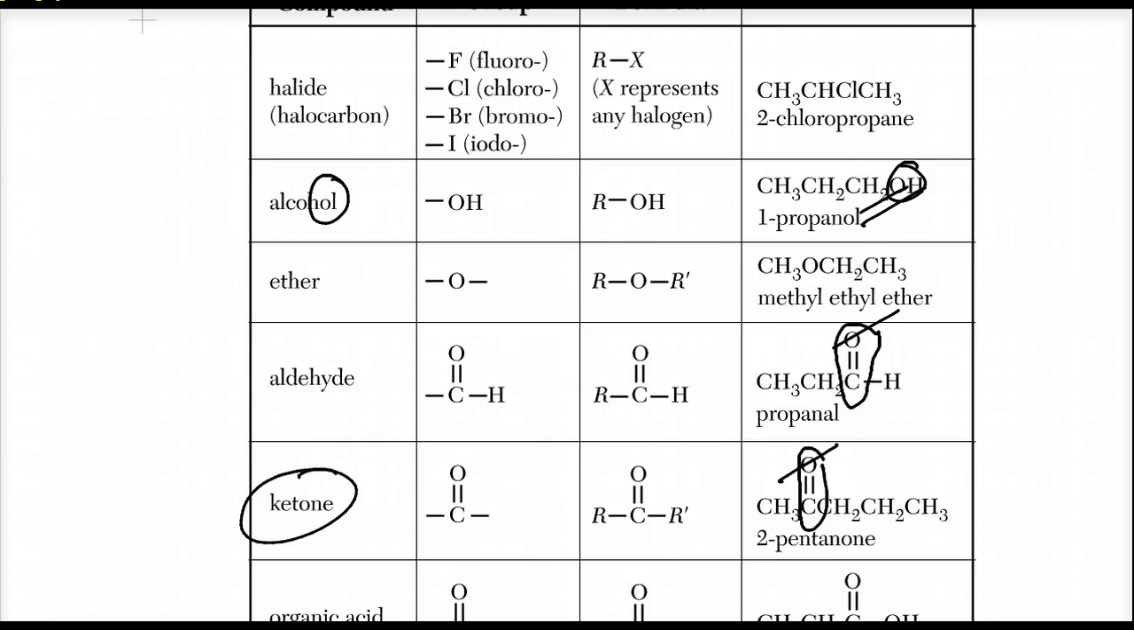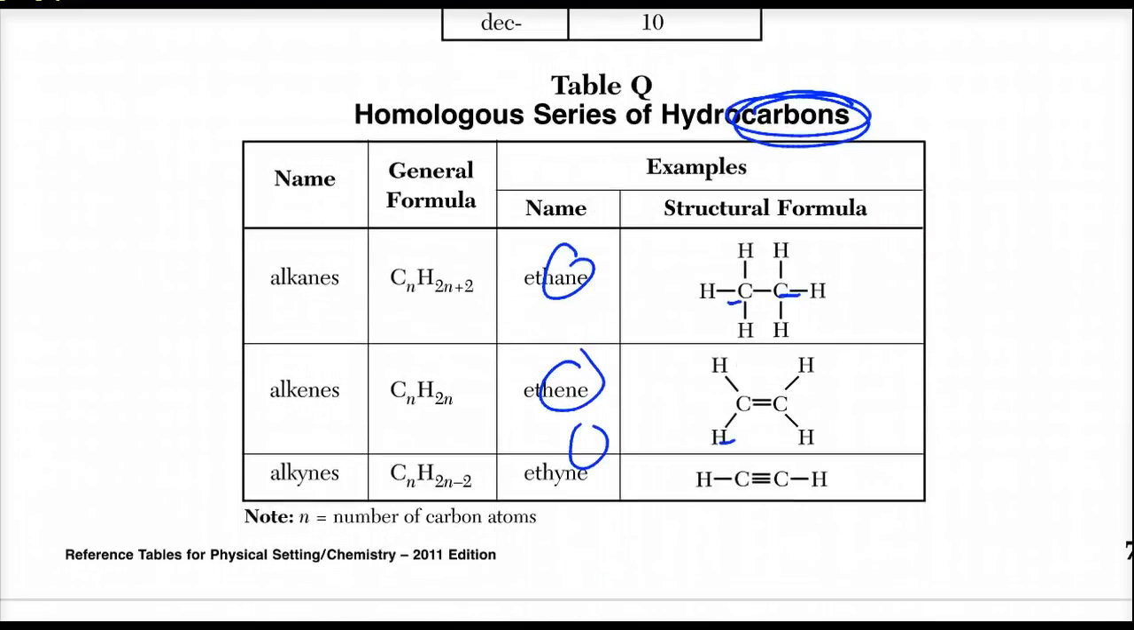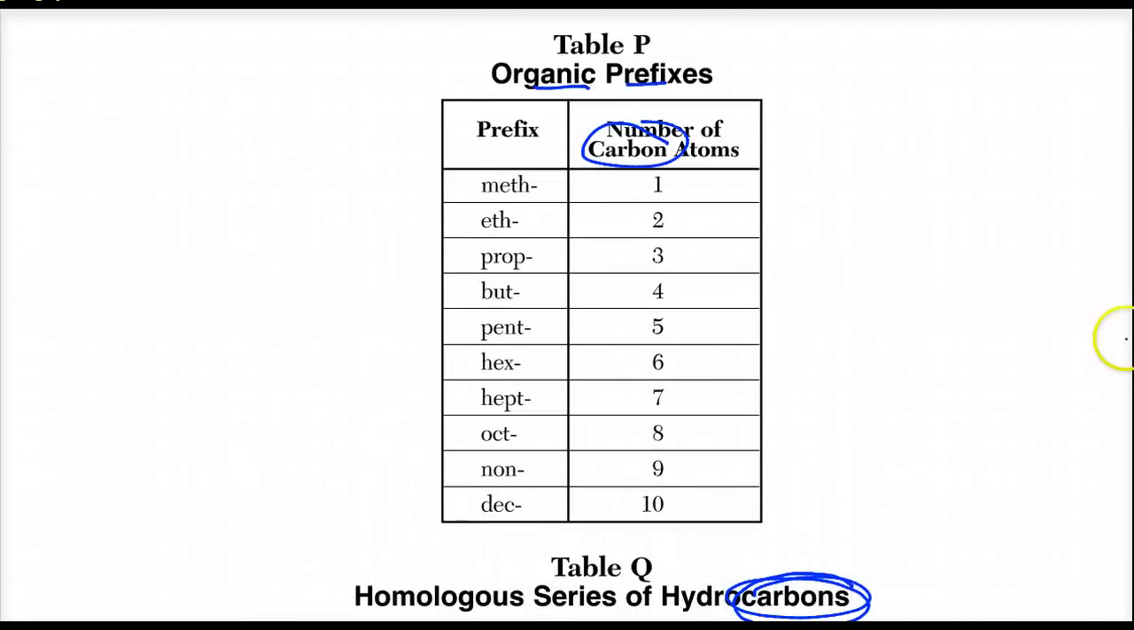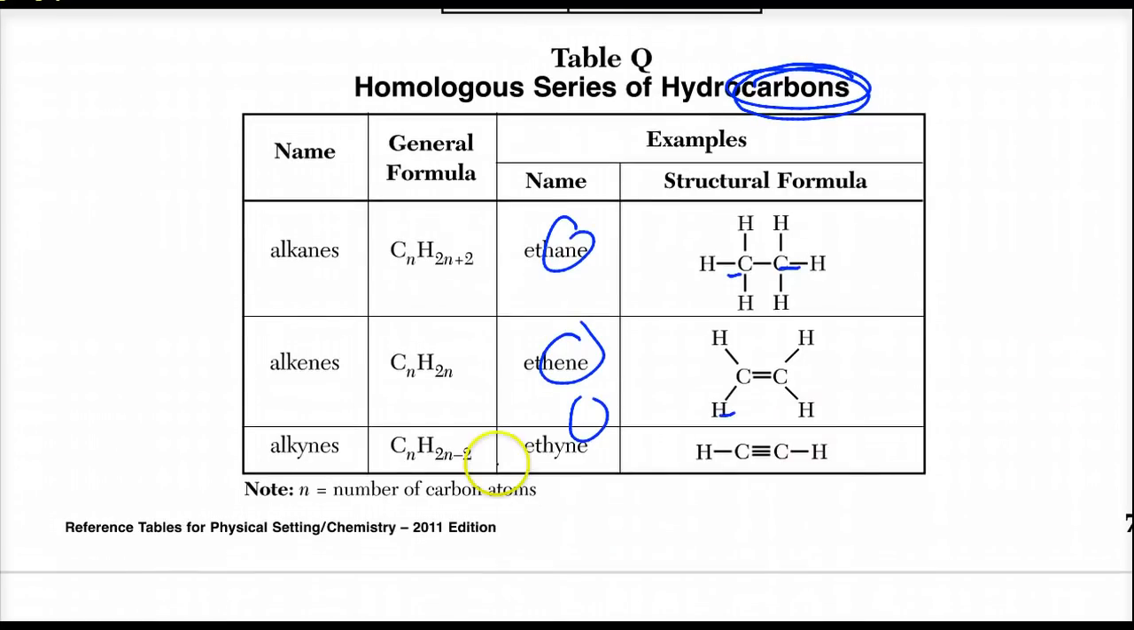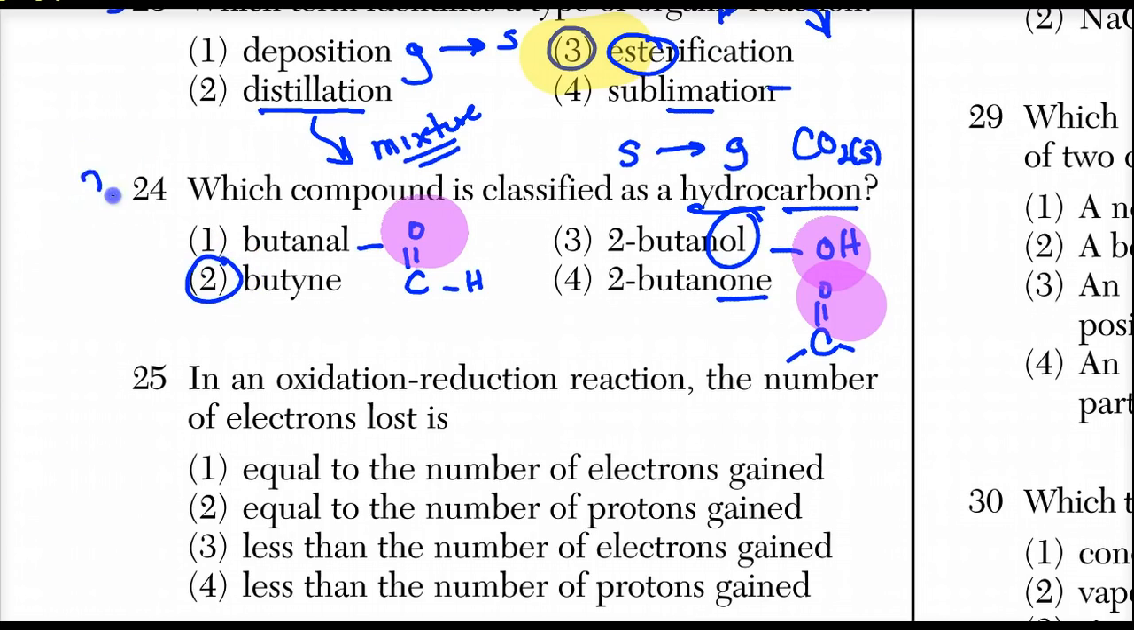So they mention butyne. Well, from Table Q, but- tells me that there are 4 carbons. And the -yne tells me that there is a triple bond somewhere. So if I make it on the first one, and fill in the rest with H's, that's butyne, just carbons and H's, hydro. So for 24, the answer is 2, because that's the hydrocarbon, just hydrogen and carbon. The rest have the oxygens on the functional groups.